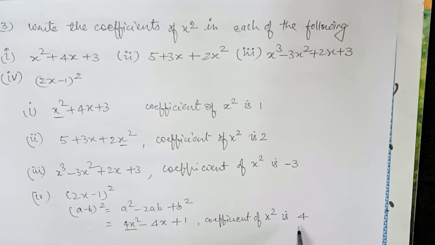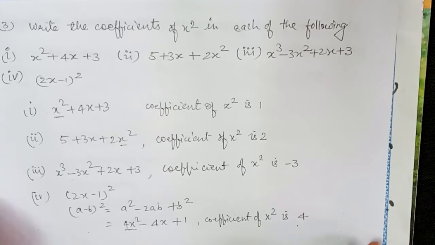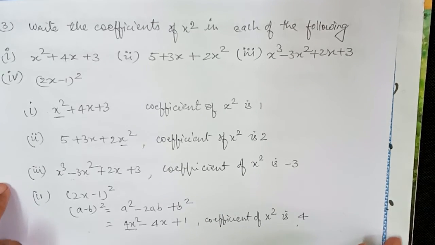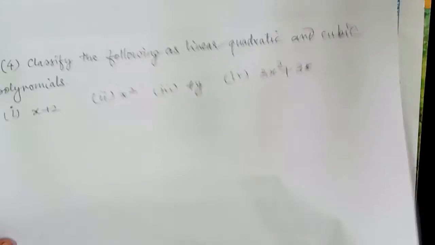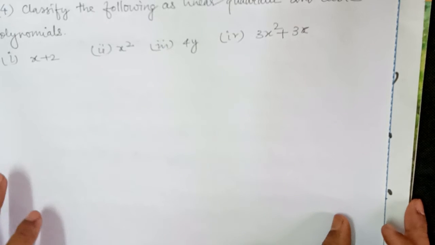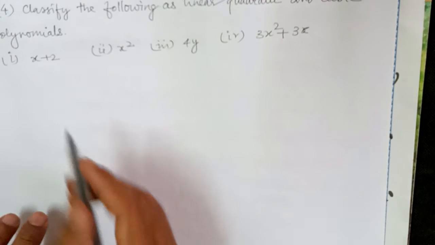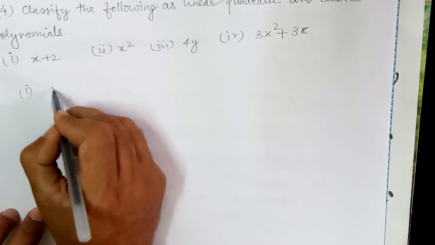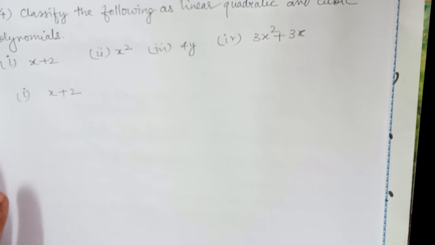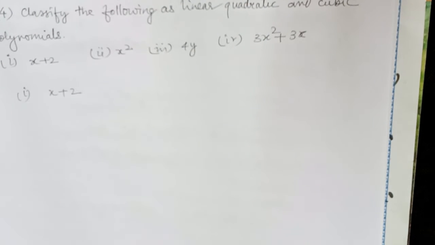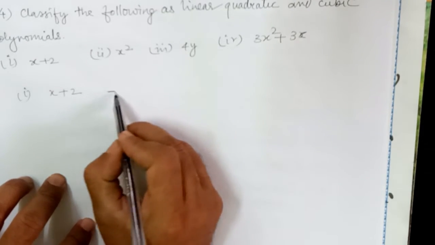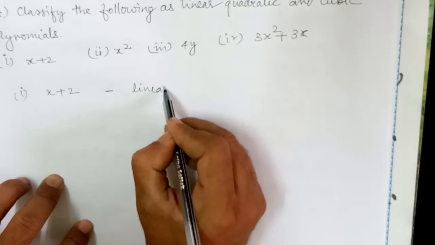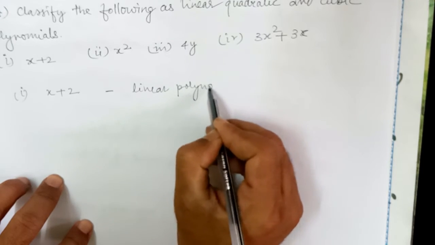We have to go in this way. Okay, now there is a next question, question number 4. The question is this: classify the following as linear, quadratic and cubic polynomials. So here we have x plus 2. Now if we see here, the power of x is 1, so we can say it is a linear polynomial.